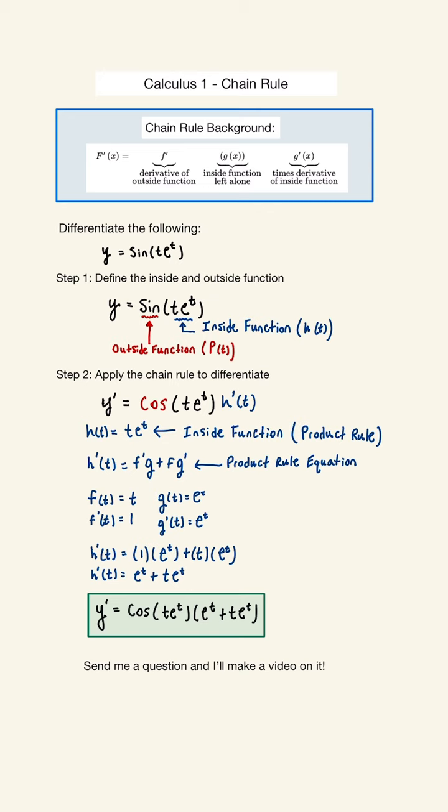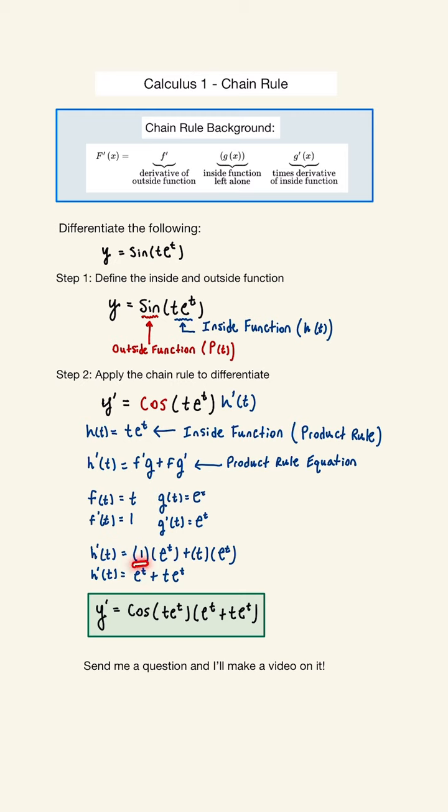We can see from t e to the t that our f term will be t, and our g term will be e to the t. The derivative of our f term will be equal to 1, and the derivative of our g term will be equal to e to the t. This is because we know that the derivative of e to the t is e to the t. After having these four terms, we can plug them back into our product rule equation.